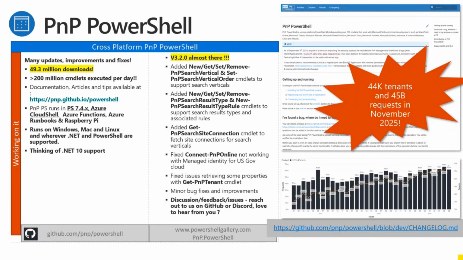And the fix that we did in the PnP Framework for US government cloud managed identity, we fixed that as well. There were quite a few other minor bug fixes and improvements, and if you run into certain issues, do let us know. A new signed build for 3.2.0 is coming super soon, I hope. So keep an eye out on the PnP blogs for that.